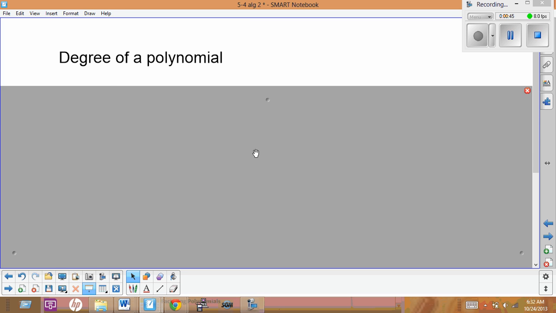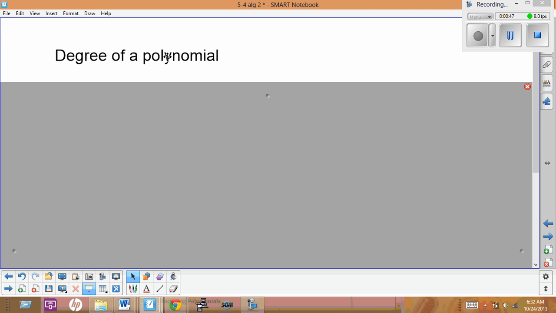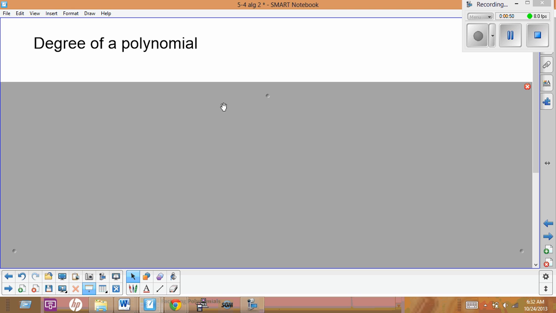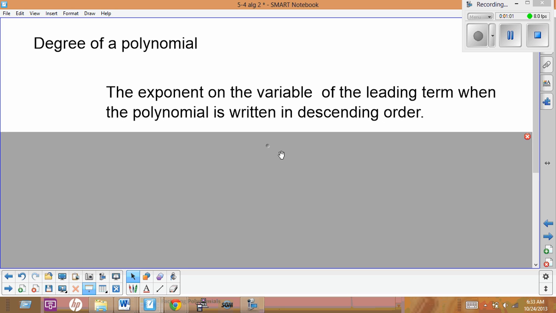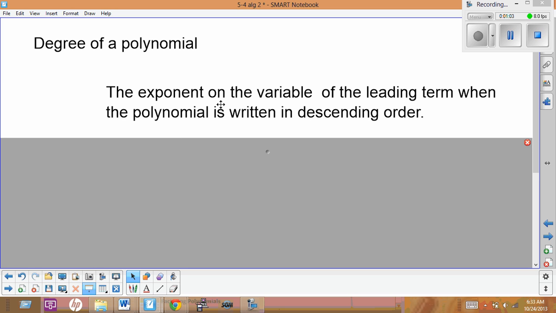Okay, so what is the degree of the polynomial? That's going to become a major factor as we move into higher degree polynomials. We're going to use it to tell how many solutions there are, and translate it into graphing. So we need to understand what the degree is. The definition of the degree is the exponent on the variable of the leading term when the polynomial is written in descending order. One more time: the exponent on the variable of the leading term when the polynomial is written in descending order. Go ahead and pause the video and make sure that gets into your notes.